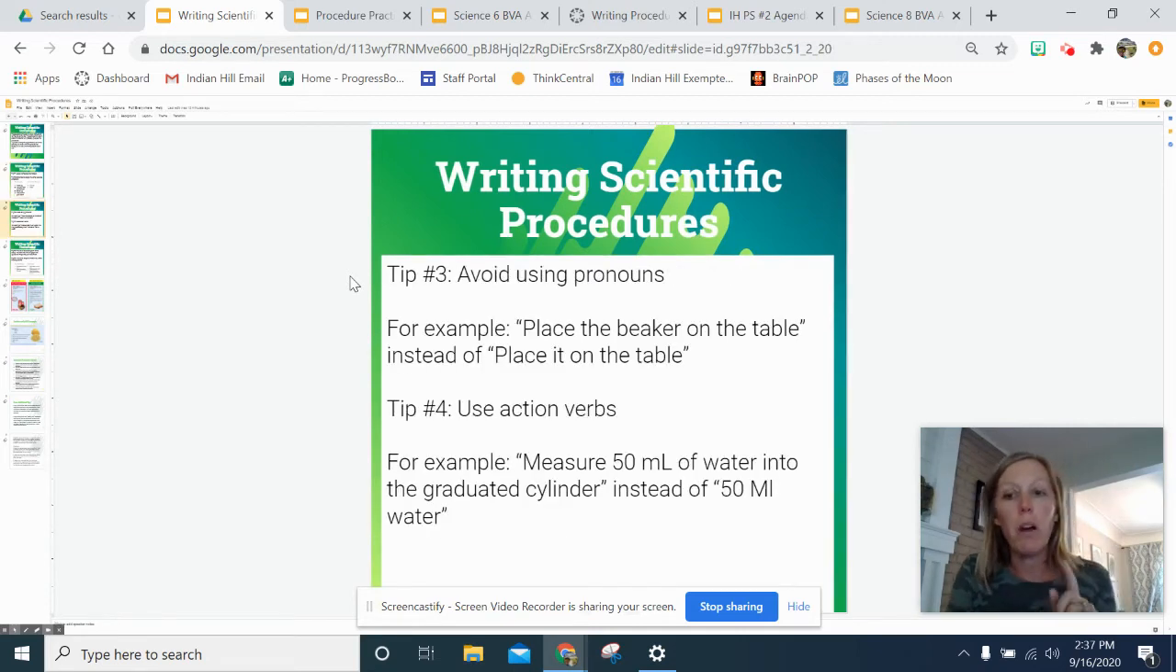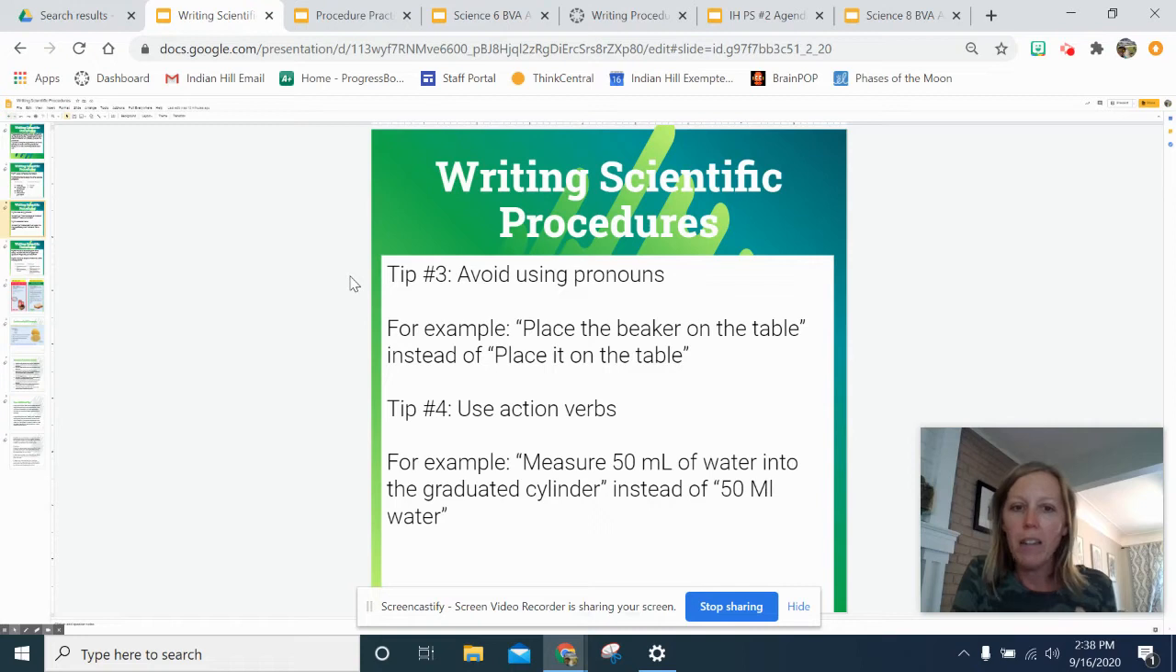Tip number 3, avoid using pronouns. This is probably my biggest pet peeve when it comes to scientific writing and procedures. You need to avoid it. Okay, it is the biggest offender, and you need to be specific. So I often hear place it on the table. What is it? Place the beaker on the table. I actually often hear place it on that. Okay, 2 pronouns, extremely vague. Place the beaker on the table.